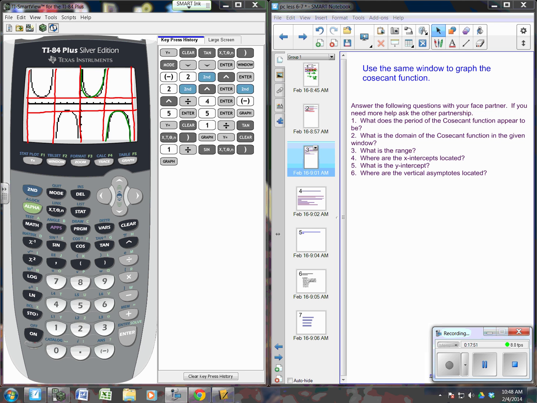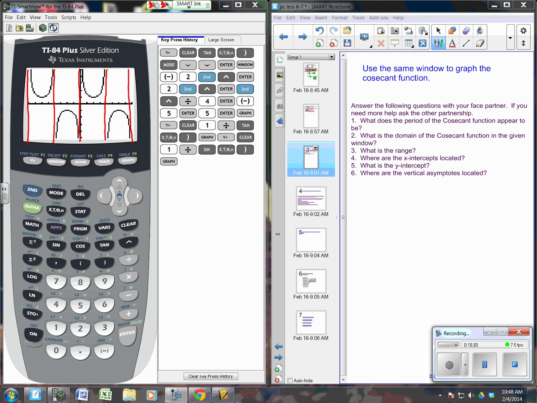At the pi's, aren't they? Good. So what is the domain? All real numbers except for multiples of pi. Because right here, you guys, let me erase these again. Right here, there's an asymptote. Right here, there's an asymptote, right? Right here, there's an asymptote. Right here, there's an asymptote.